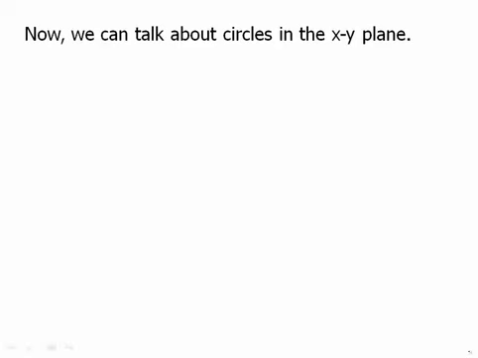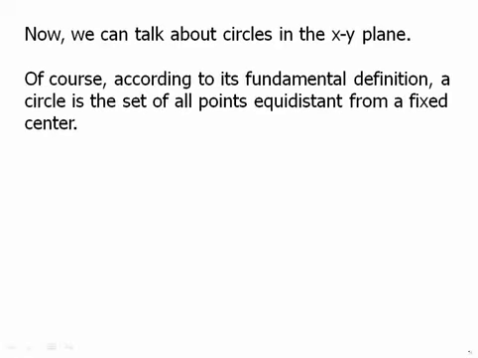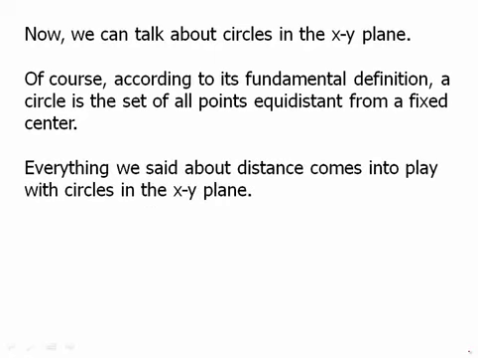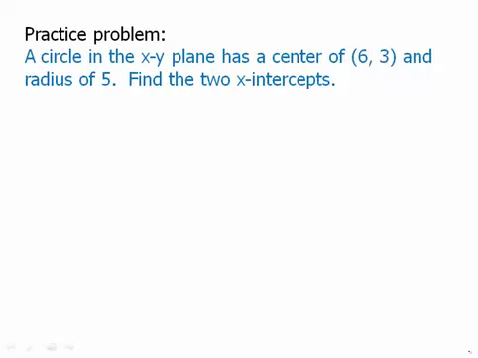Now we can talk about circles in the xy plane. Of course, according to its fundamental definition, a circle is the set of all points equidistant from a fixed center. Everything we said about distance comes into play with circles in the xy plane. Here's a practice problem. Pause the video and then we'll talk about this. Okay, a circle in the xy plane has a center of 6, 3 and a radius of 5. Find the two x-intercepts.